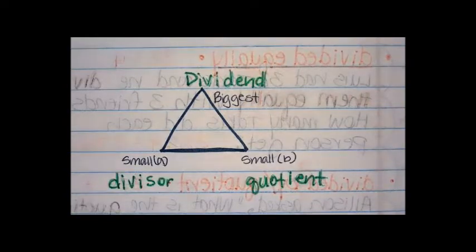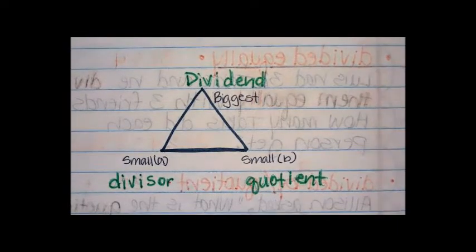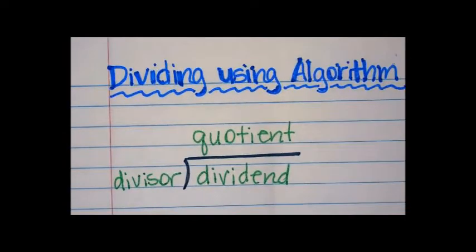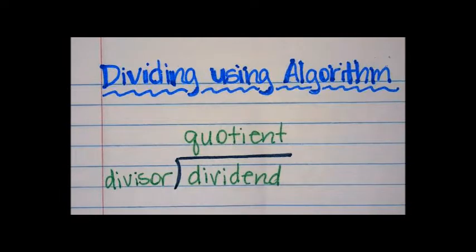All right, so when we go on to do our division problems, remember that your dividend is your biggest number. You're dividing it by a divisor, and then your answer is the quotient. So we are going to look at a quick video to help us remember the steps in dividing using algorithm. Please remember that when we divide using an algorithm, it is very important that we do all of these steps so that we know what we're doing.